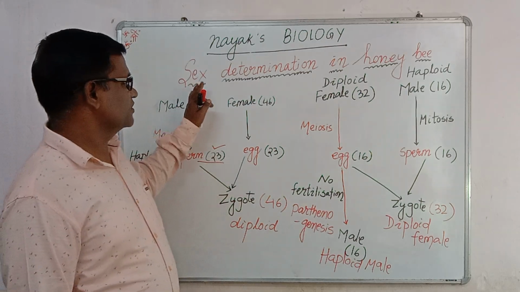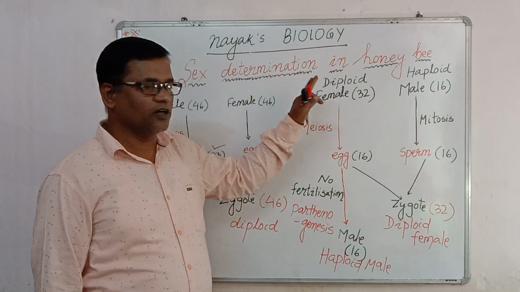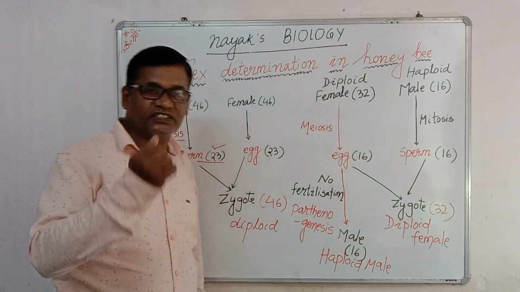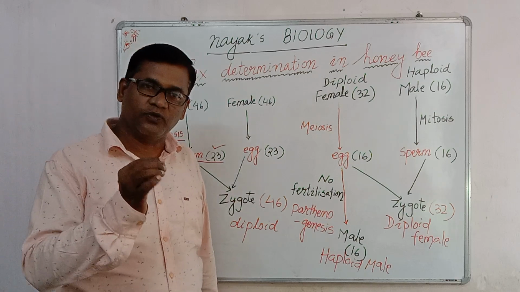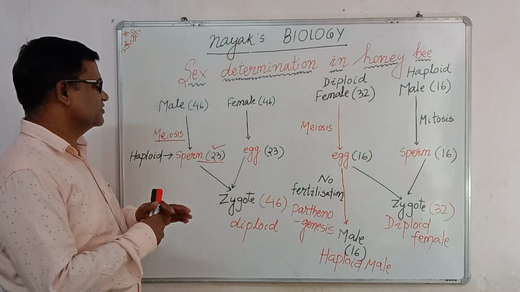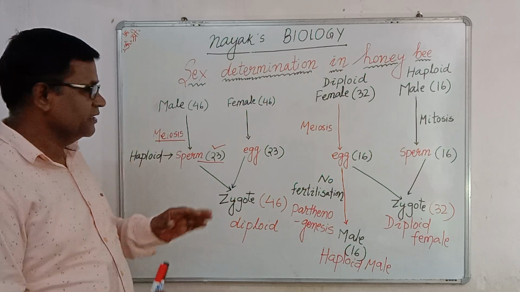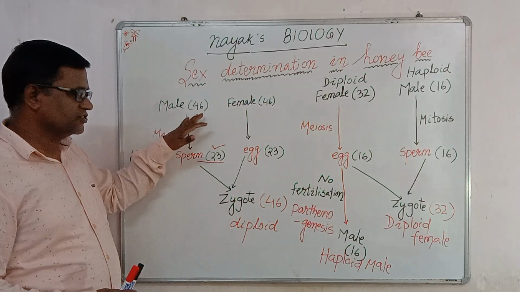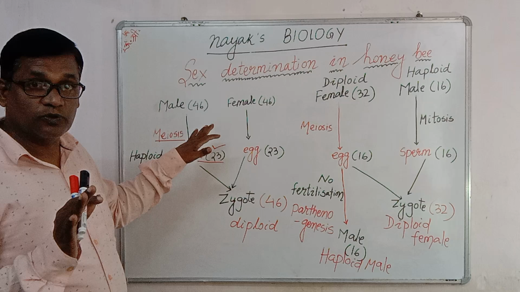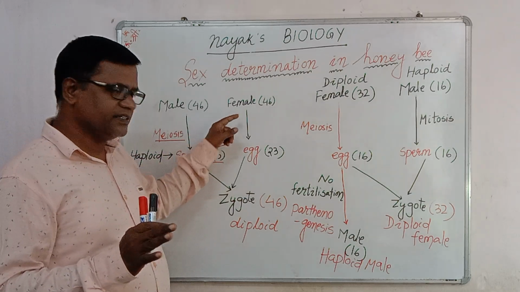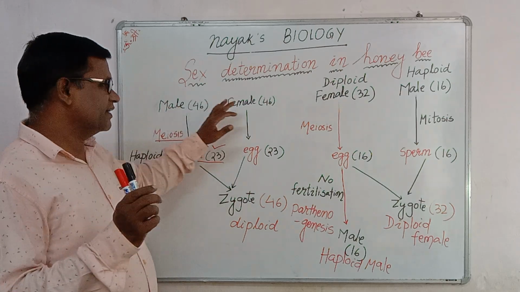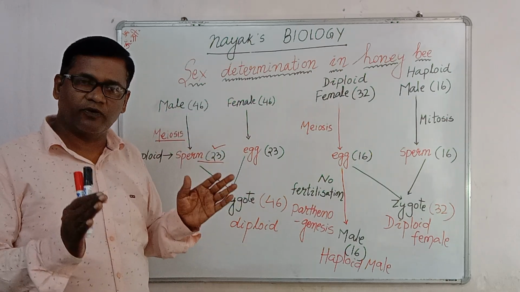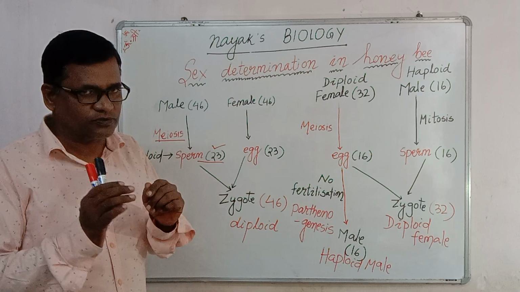Today we are going to discuss sex determination in honeybee. Before going to that, let all of you try to understand the sex determination of human beings. In human beings, a male consists of 46 chromosomes, that means 23 pairs. A female is also 46, that means 23 pairs. Both male and female in our case are diploid. Diploid means a full set of chromosomes.